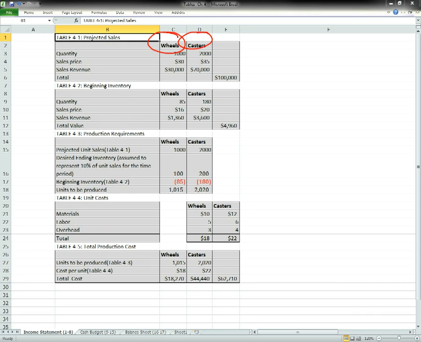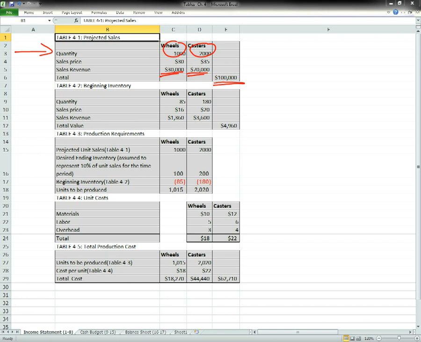The first thing we're going to do is gather some projections about what level of sales we expect to have over the next 6 months. And this information is likely to come from the marketing department. We are expecting to sell 1,000 wheels and 2,000 casters, and the sales price for the wheels is $30 and for the casters $35, which means we're going to have revenue of $30,000 for the wheels, $70,000 for the casters, and $100,000 in total.